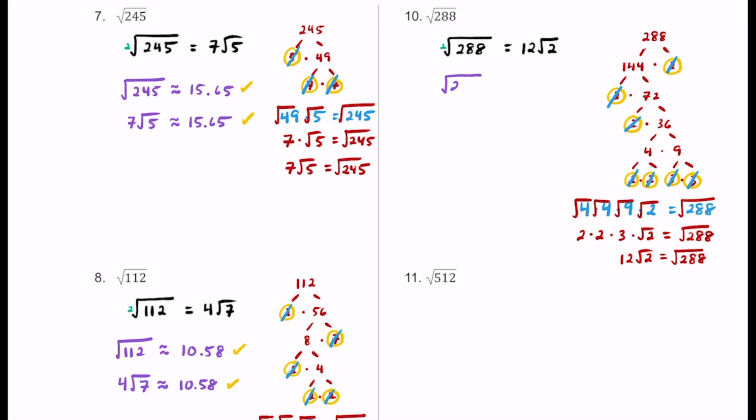The square root of 288 on a calculator here. Let's see, 288 square root. I'm getting about 16.97. And then if you want to try 12 times square root of 2, double check that. I'm also getting about 16.97. So these do match each other. So we know the most simplified radical, 12 root 2, is the same thing as the square root of 288.